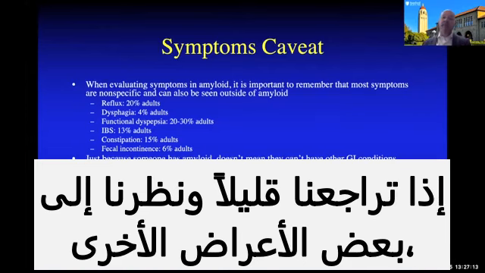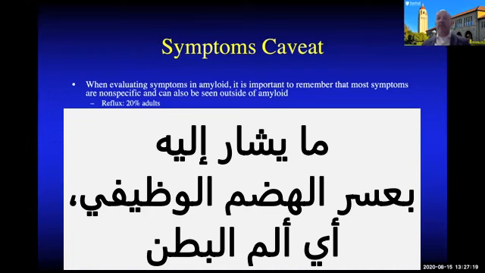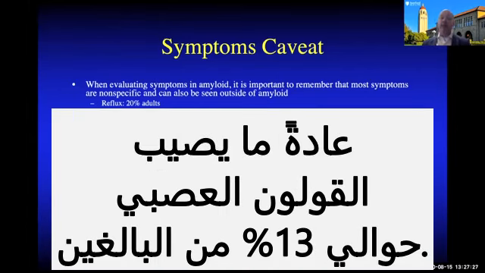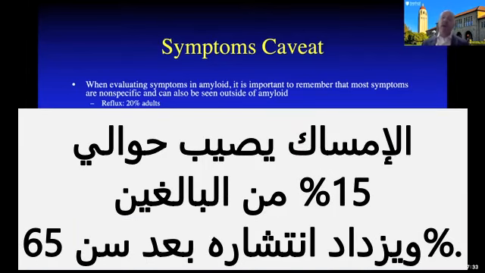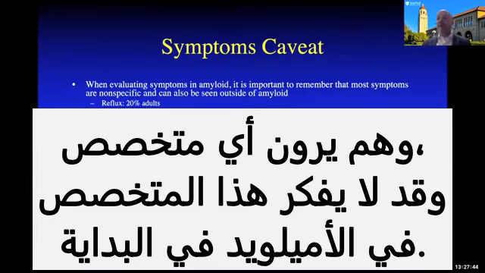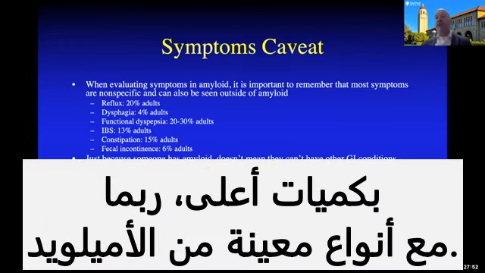If we step back and look at some of the other symptoms which are common, dysphagia is seen in 4% of adults. What's referred to as functional dyspepsia, meaning abdominal pain or else distension after food, is seen in up to 30% of adults. Typically with irritable bowel, it's about 13% of adults. Constipation is about 15% of adults, and more so commonly seen after the age of 65. Then fecal incontinence is 6% of adults. And so oftentimes if people have these symptoms and they're seeing any specialist, that specialist may not be thinking of amyloid up front. But it's important to know that these symptoms can be seen in higher amounts, perhaps with certain types of amyloid.